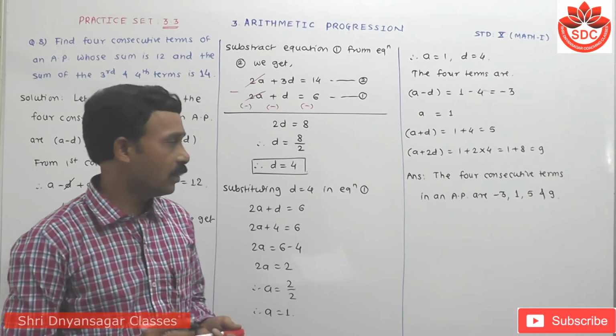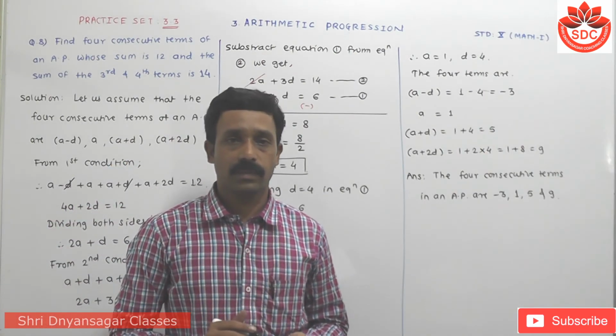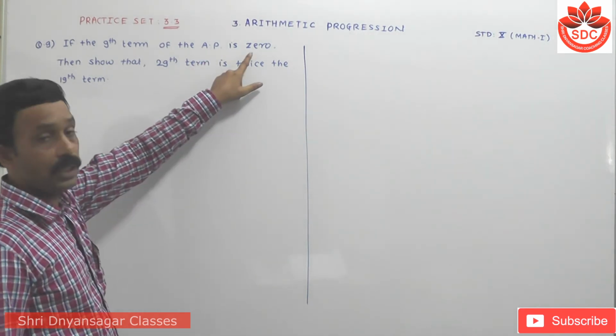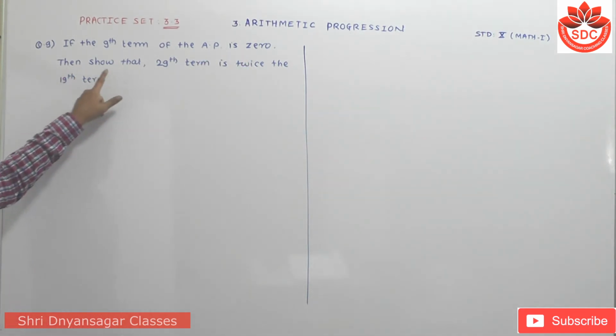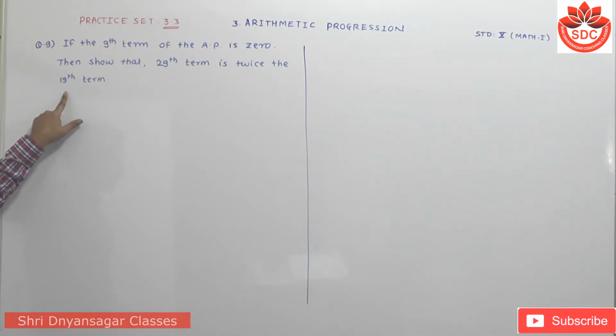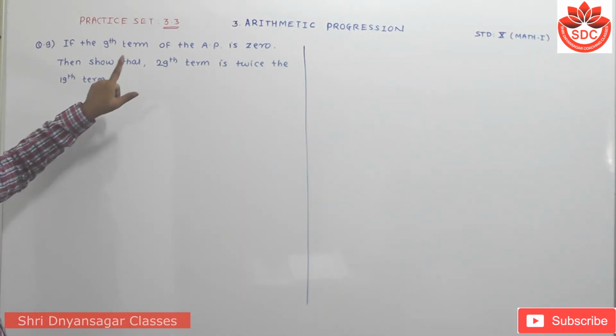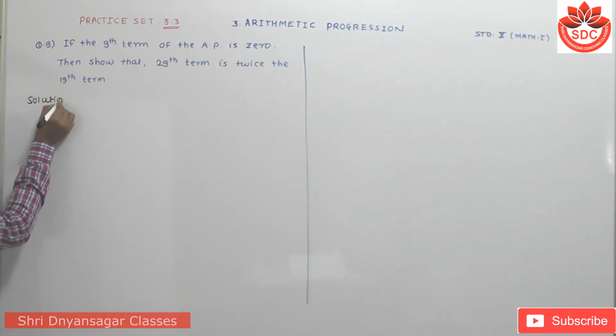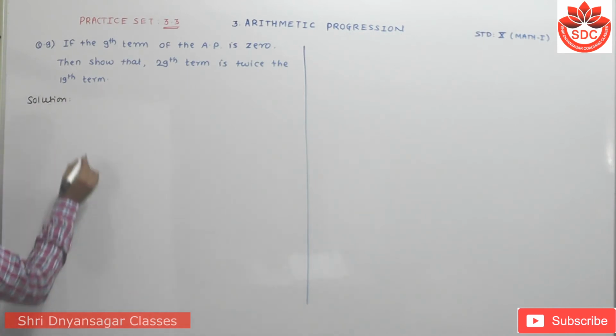Can you understand this? We see the next question. Question number 9 is: if the ninth term of the AP is 0, then show that the 29th term is twice the 19th term. Means you have to find out the 9th term, 29th term and 19th term also. So the solution of that one is very important again.